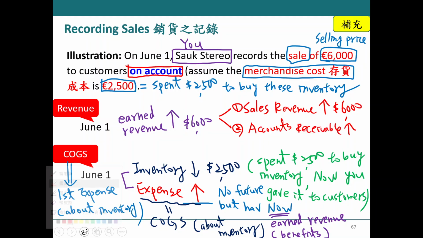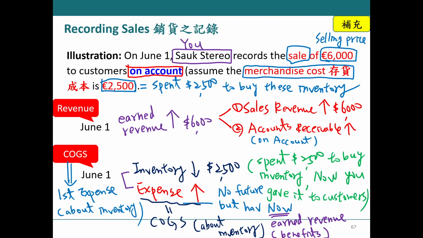Okay, why is that? Because it's on the count. Customer owe you money. Any questions? So remember two things. You are hard worker, perpetual, 永续盘存制. So you have to recall two things. First is about revenues. Second is about your expense, cost of goods sold.